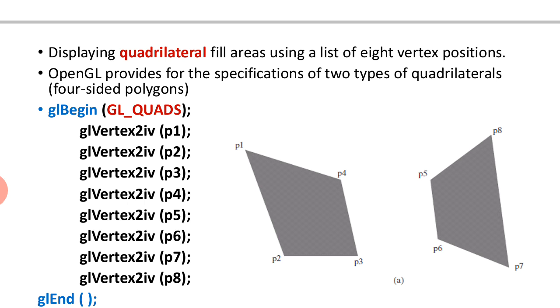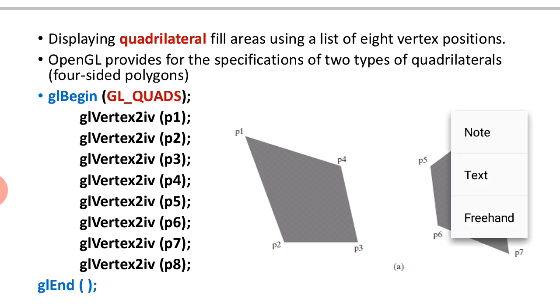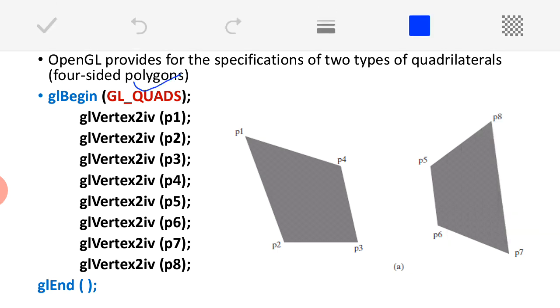So here, for example, we have taken 8 vertex positions defined over here, and to draw the quadrilateral, the symbolic constant available in OpenGL is GL_QUADS. Do remember GL_QUADS: it is quads, not simply quad. And how many glVertex calls am I defining here? Totally 8.